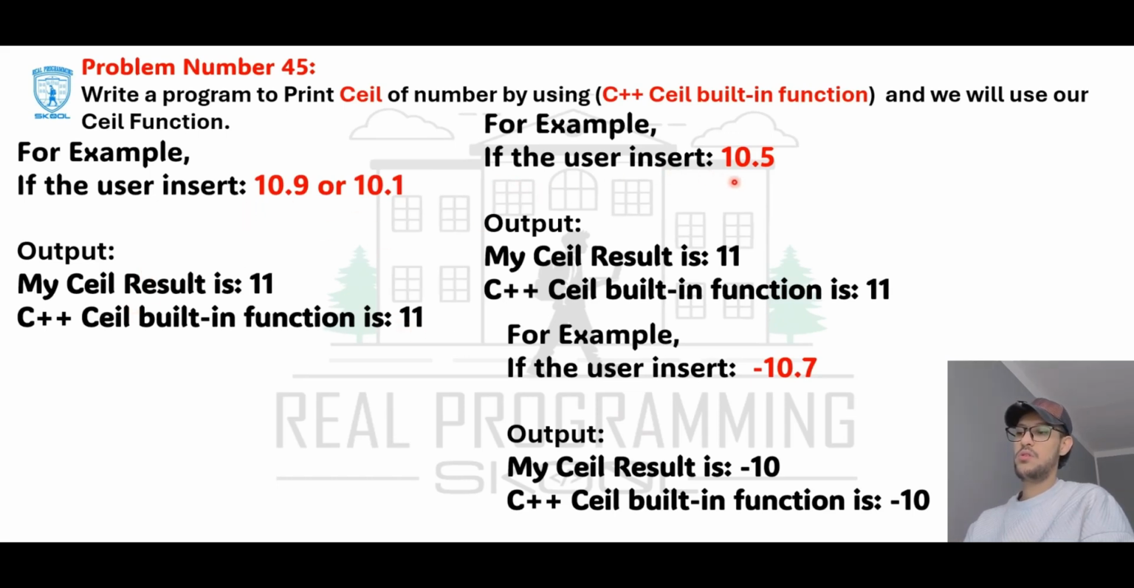And for example, if the input is 10.5, this is a sensitive number, because when we use round with 10.5, it will give us 11. When we use floor with 10.5, it gives us 10. But with ceiling, with 10.5, like 10.9, like 10.1, it gives us 11. And for example, if the user inserts minus 10.7, it will give us minus 10. So now let's go to Visual Studio to see how we're going to convert this requirement of the last lesson, number 45. It's about the ceiling function, or how to build a ceiling function like the built-in ceiling function that exists in the C++ library, into code. Let's go to Visual Studio.